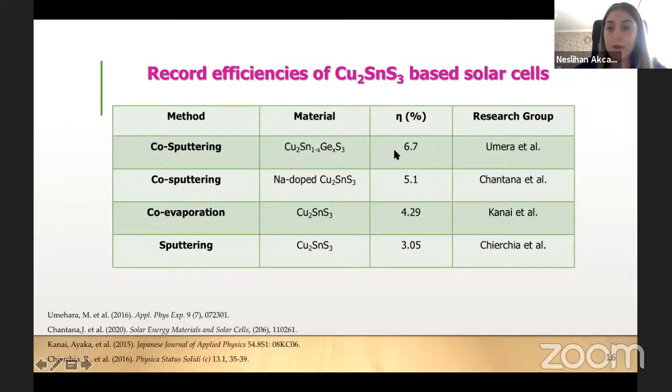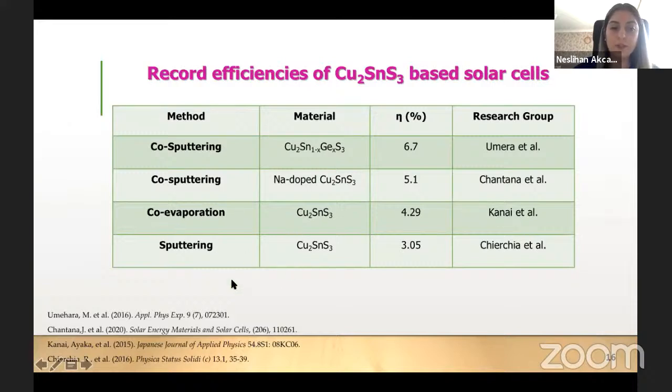Umera et al. obtained 6.7% efficiency by using a co-sputtering system. Here you see they studied germanium doping in the material. From the sodium-doped CTS material, which was produced by the co-sputtering technique again, the maximum efficiency value is equal to 5.1%, which was reported by Chantana et al. And for pure copper tin sulfur material, the efficiency value is 4.2%, reported by Kanai.